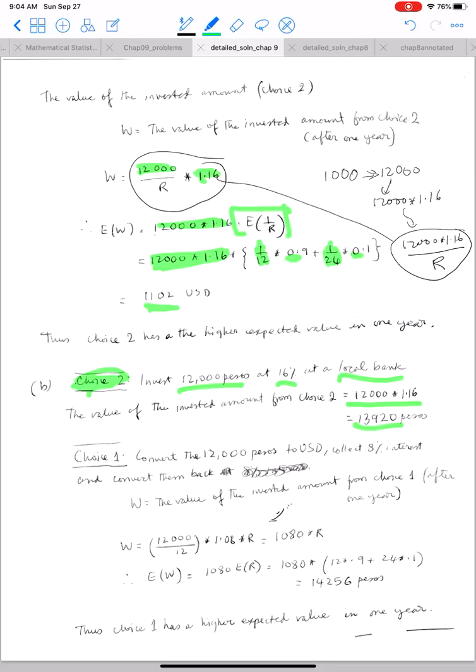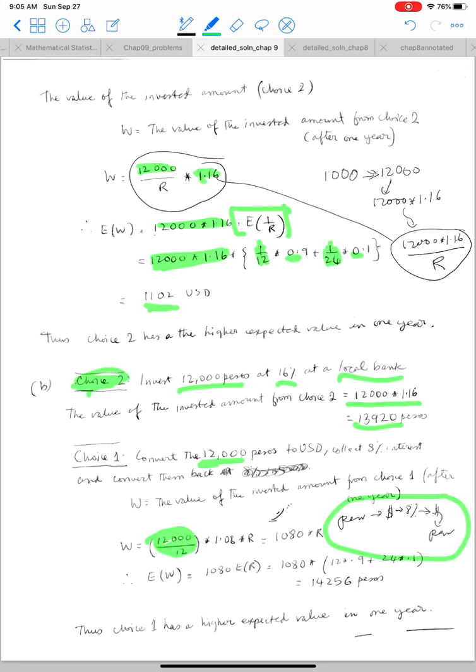And then if I followed the first strategy, where I took the pesos, converted that to dollars, earned the 8%, then converted this dollar amount back to pesos, the question is, what would I get then? If this is the strategy I adopted, I take the 12,000, convert that to US dollars at the current rate, which was 12 pesos per dollar, which gives me $1,000.